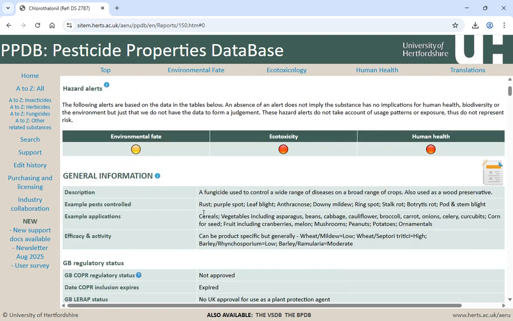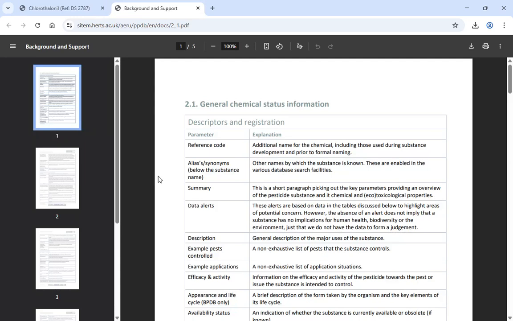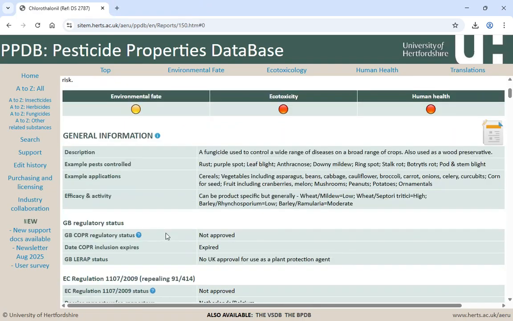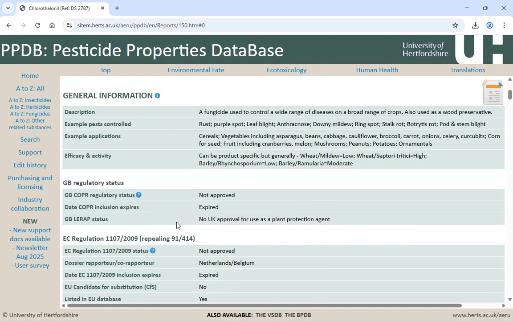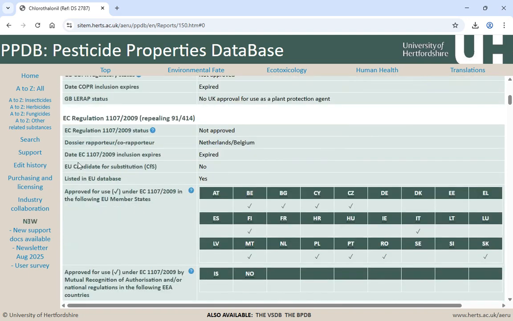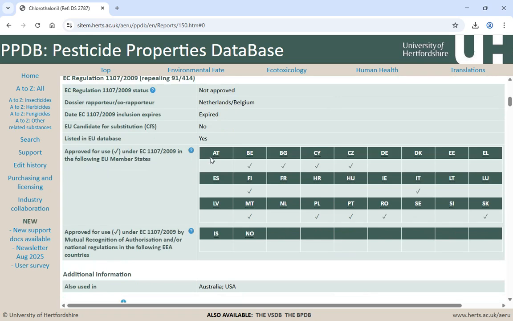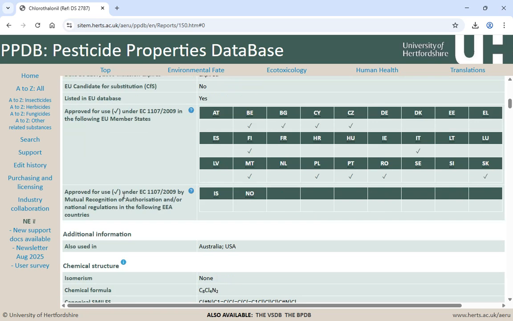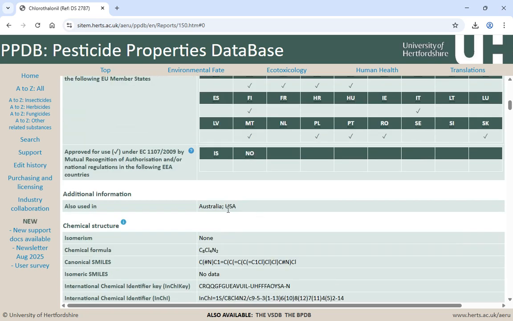We then come down to general information, and you'll see on the page in various places there are these little information icons, and if you click on any one of those, it will take you to the support and help document for that particular aspect. Then we've got regulatory status, whether it's approved or not approved in both Great Britain and in the EC, and also in other places around the world. You can see the breakdown across the EU 27 countries here. We've also got additional information on approvals for where it's used and so forth in Australia and the USA.